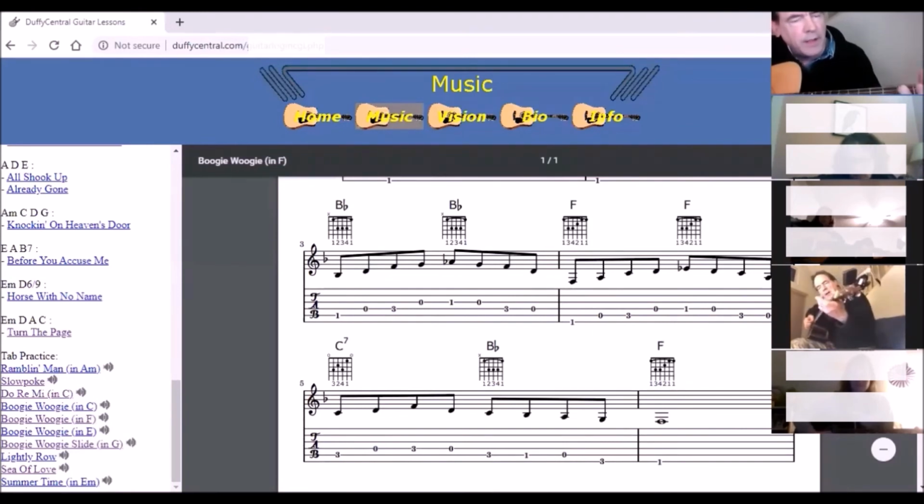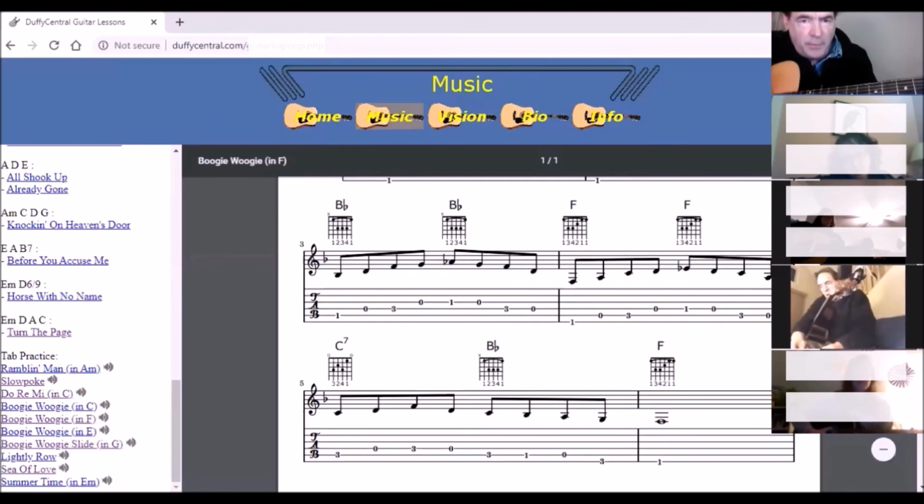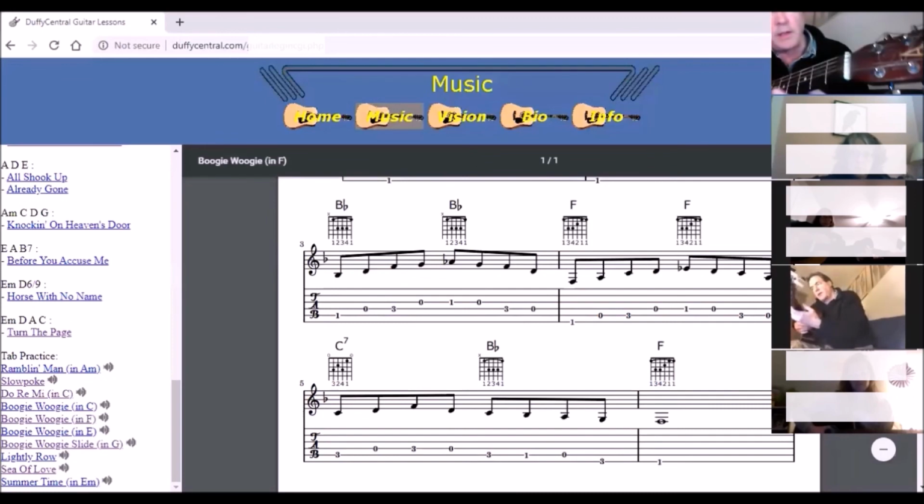So that one is third fret of the A, open D, that's a 0 on the D, third fret of the D, and open G, third fret of the A, first fret of the A, open A, third fret of the E, and first fret. So that's the Boogie Woogie in F. I call it in F because we're using all the notes of the F scale, starting with the first fret.